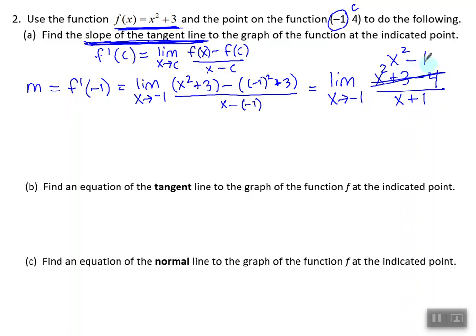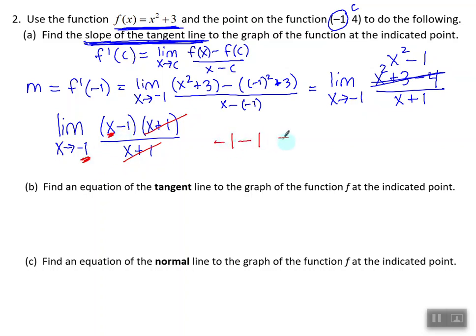And yes, we can. The numerator can be factored. So we'll rewrite the limit as x approaches negative 1 of x minus 1 times x plus 1 over x plus 1. And now we have a common factor to divide out. And then, of course, we can use our substitution and plug the negative 1 in for the x. So negative 1 minus 1, which makes negative 2. There is the slope of our tangent line.